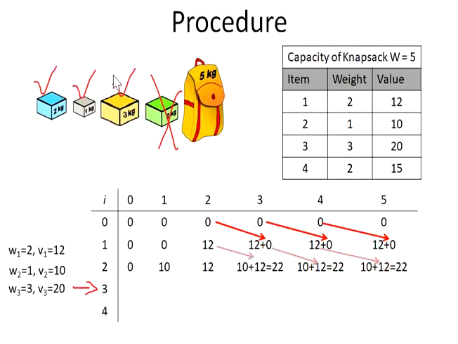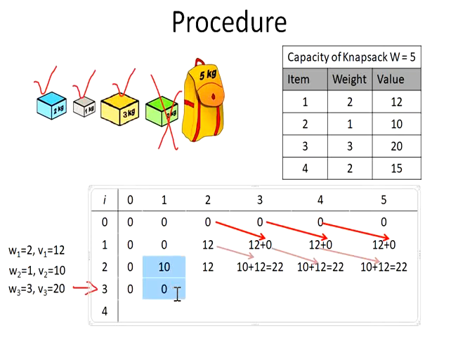Now I have to consider the third item. Item 3: W3 is 3, and the profit or value 3 is 20. So now item 3 is weight 3 and value 20. Can I insert weight 3 in a bag of 0? No, so it is 0. Can I insert weight 3 in a bag of 1? No, I cannot insert, so this value is 0. But when we compare it with the previous row, we get the value 10 as the maximum profit, so we have to change this to the maximum one.